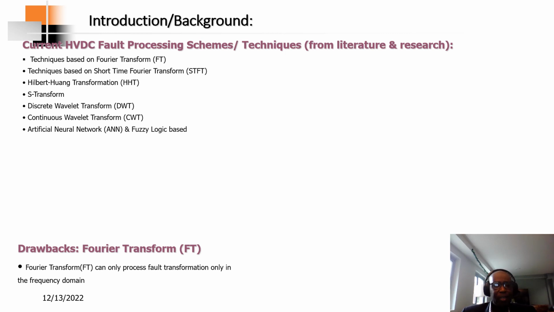Now, let's talk about the drawbacks of the Fourier transform. As much as the Fourier transform is utilized in most of the current protection processing algorithms, it can only process fault transformation in the frequency domain. It lacks the ability to process the fault signal in the time domain, which is basically important to know the time that the fault occurs.